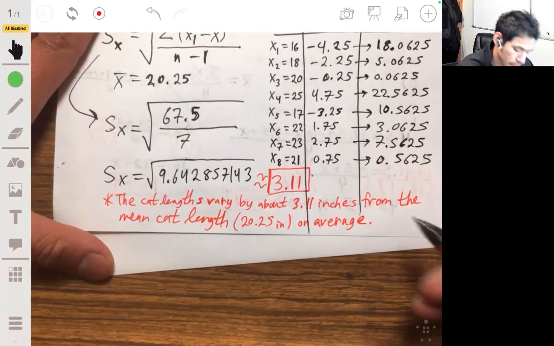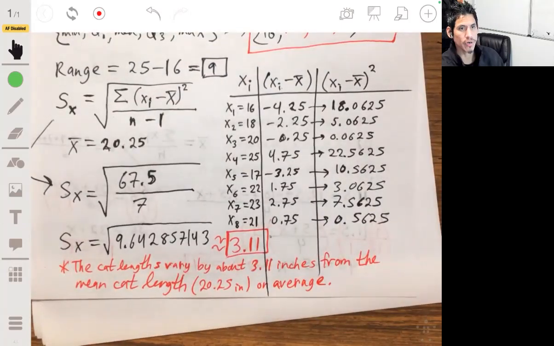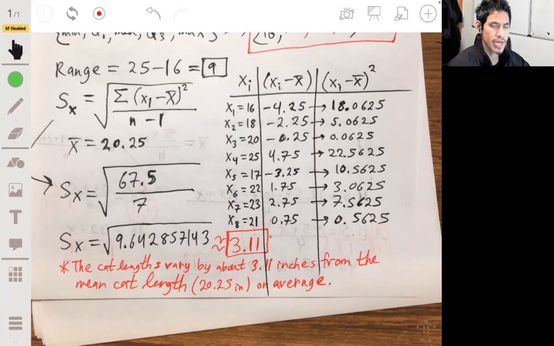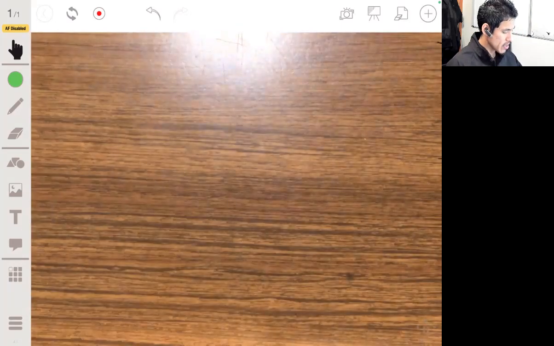There's more to it, and we'll get to that when we start doing normal calculations using normal curves. But that's how you want to think of it. Make sure you understand it's just a measure of spread that gives you an idea of how much variation there is within the values. Cool. All right, moving on.